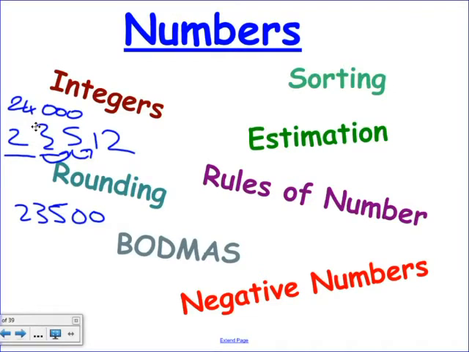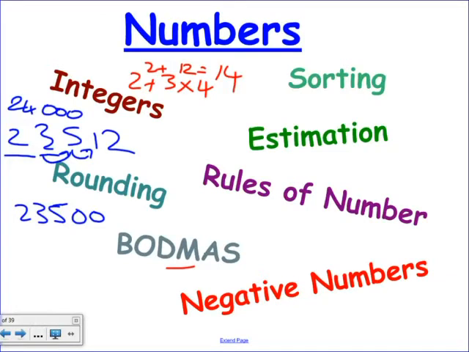Okay? BODMAS or BIDMAS stands for brackets, indices or order, division and multiplication, addition and subtraction. And this is the rule that tells us the order to do things, okay, if there's no other guidance. So if you have 2 plus 3 times 4, addition and multiplication in a question, what do you do first? The multiplication, because that's what BODMAS says. Okay, so you do the 12 first, and then you add the 2 to get 14. So it tells us what order to do things.